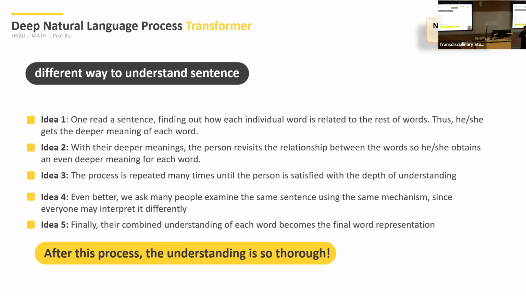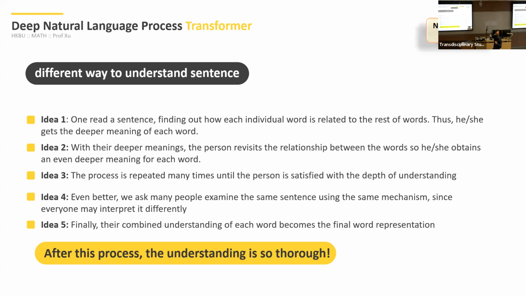So now let me repeat. The first thing you do is find out the relationship between every pair of words, so you have a deep understanding of these words in a sentence. Now, with this deep understanding, you repeat the process and find the relationship between pairs of words again. Now you have an even deeper understanding of those words. You repeat the process 12 times or however many times it takes, so that eventually you have a very deep understanding of those words in a sentence.